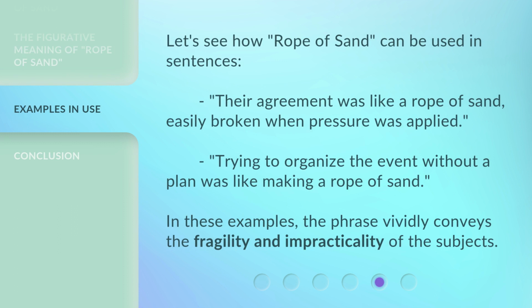Let's see how rope of sand can be used in sentences. Their agreement was like a rope of sand, easily broken when pressure was applied. Trying to organize the event without a plan was like making a rope of sand. In these examples, the phrase vividly conveys the fragility and impracticality of the subjects.